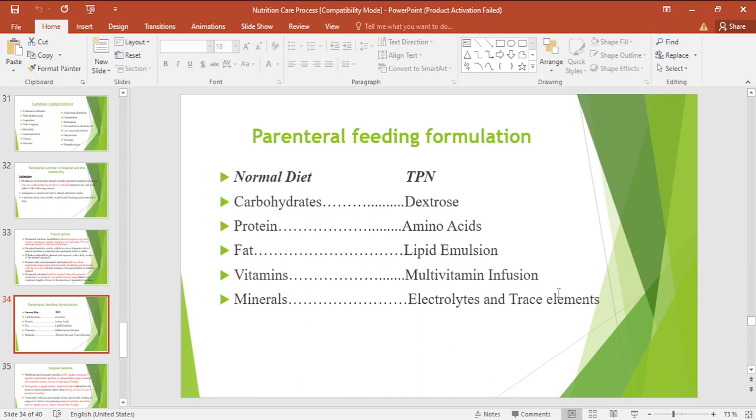The parenteral feeding formula. The carbohydrates are given in the form of dextrose. The proteins are administered in the form of amino acids. And then the fats, we have to give in the form of lipid emulsions. Vitamins are given as multivitamin infusions, and minerals are given as electrolytes and trace elements.